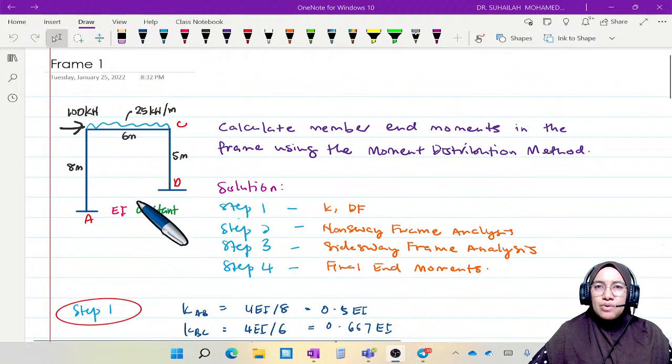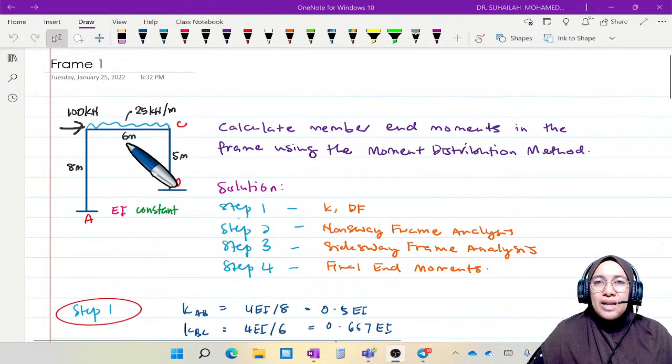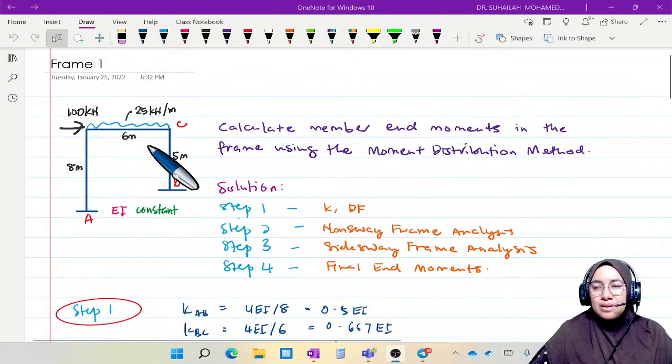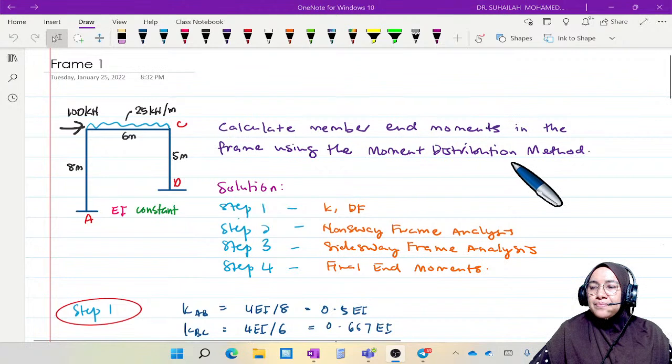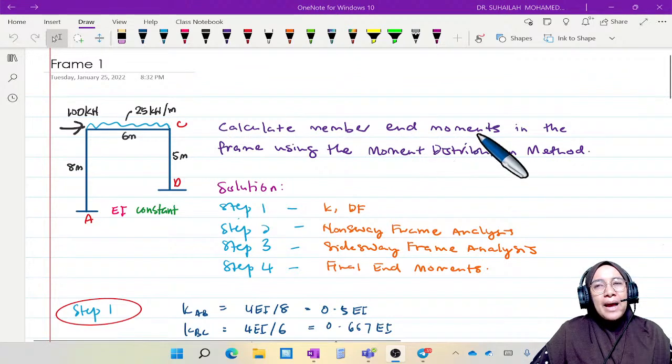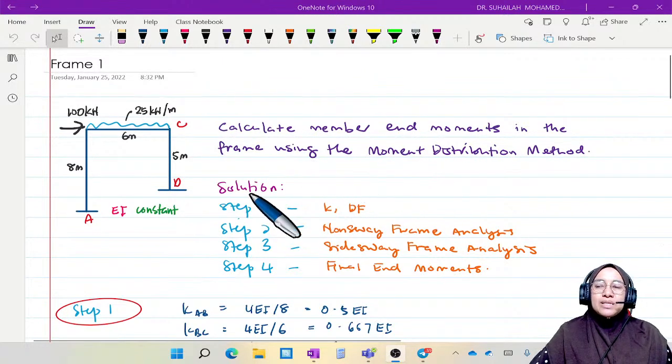So this sidesway frame has a combination of FEM due to loading, 25 kilonewton per meter, as well as due to sidesway, due to delta. Okay, the objective of analyzing the frame using the moment distribution method is to calculate the member end moments in the frame using the moment distribution method.